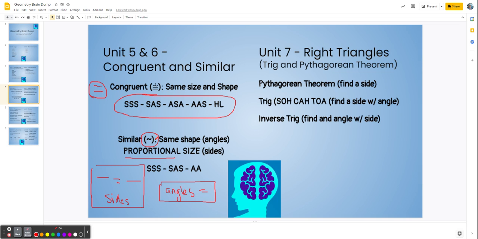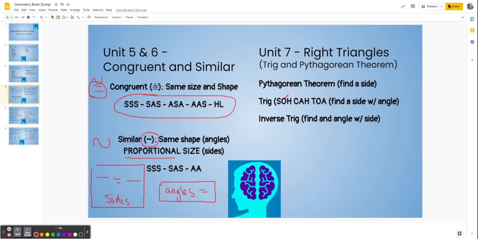For congruent or for similar? This one is similar. So similar looks like a tilde, and congruent is the equal sign with the squiggle on the top. All the symbols in geometry can be really crazy. And I don't know why Google puts that little dot on top. I have no idea.